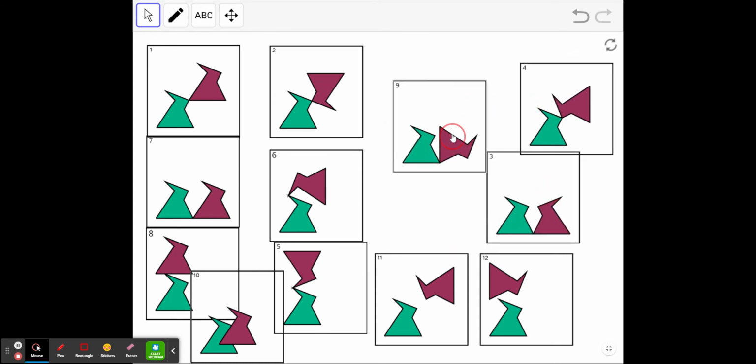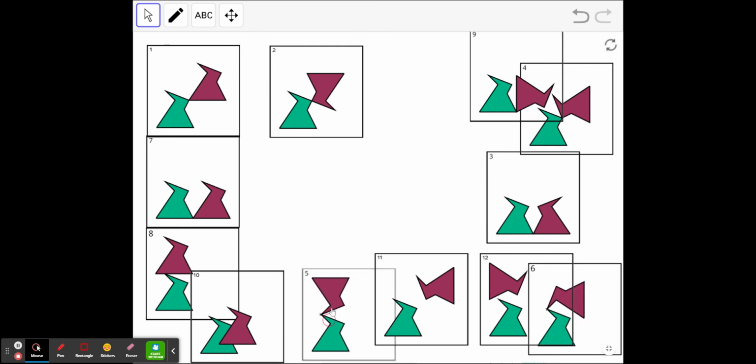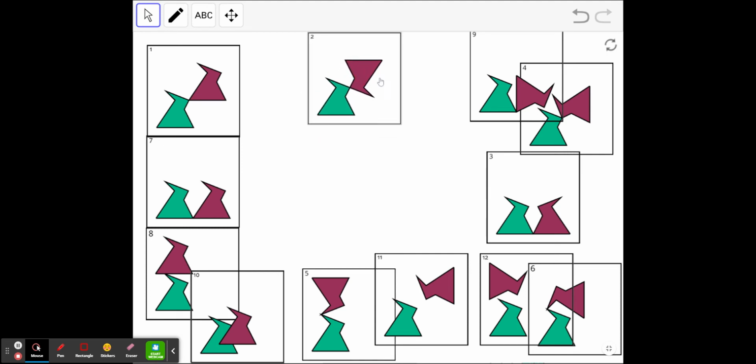Let's do card number 2. Looks to me like that one is a turn, right? It's kind of like we're spinning that green figure around. We're spinning it around this point right here until it's upside down facing the same way that this one is, right? So because it looks like a spin or a turn, I'm going to go see if I can find some more turns to put those together with.